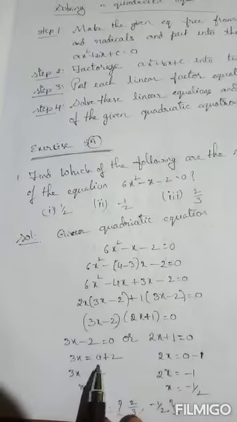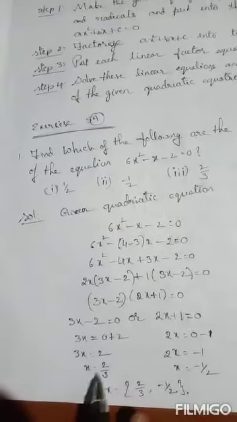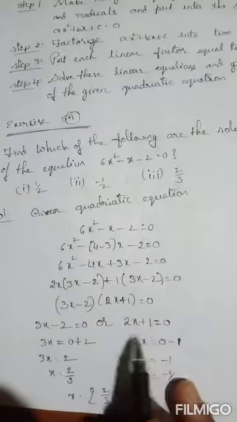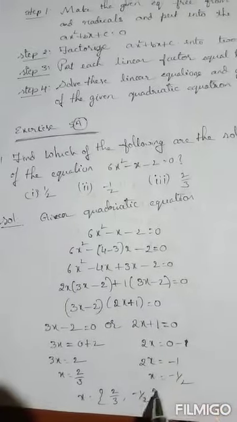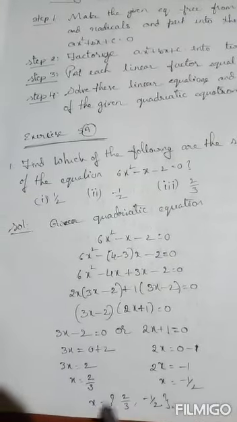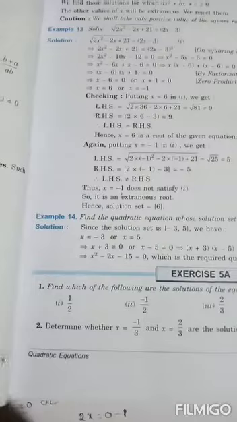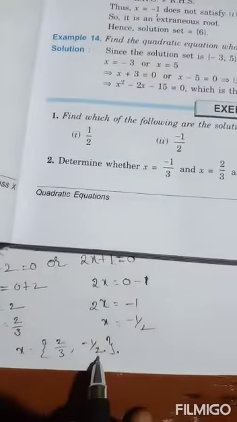Then 3x = 2 by transposition, so x = 2/3. For the next part, 2x + 1 = 0 gives 2x = −1, so x = −1/2. So the solutions we are getting are 2/3 and −1/2. From the textbook options, the solutions of the given equation are 2/3 and −1/2.